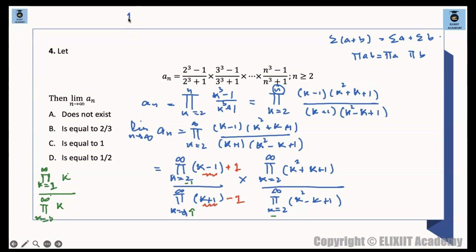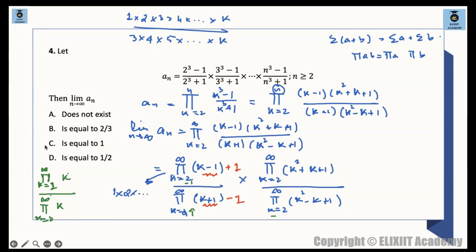So 1 into 2 into 3 into 4 and so on till k, and simply divided by the lower part, 3 to infinity. So 3 into 4 into 5 and so on till k. Don't you think that these two are the same thing? Product of this will be 2 minus 1, which is 1. Then 3 minus 1 is 2, and so on. You're getting the same thing. So basically this is nothing, just a method of changing the summation.